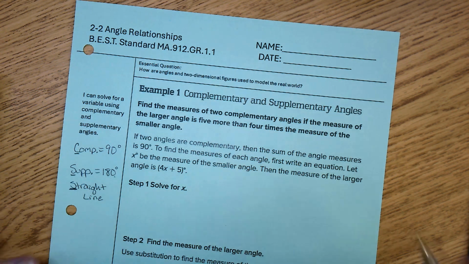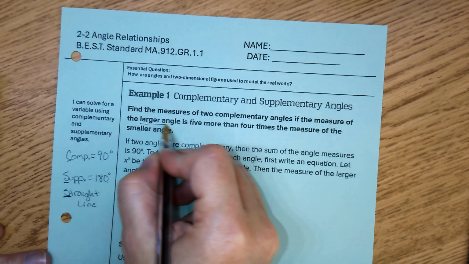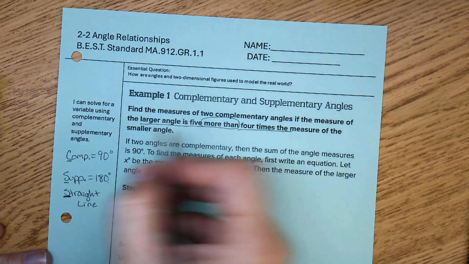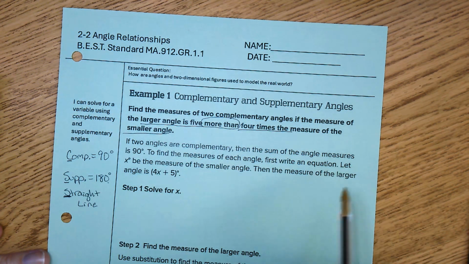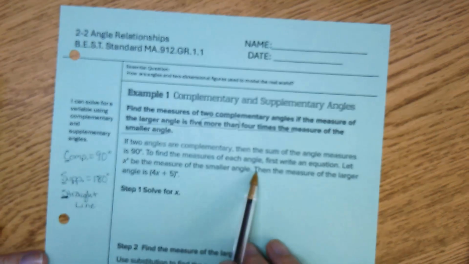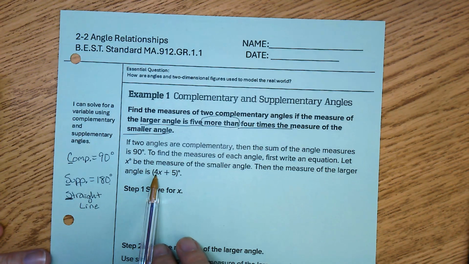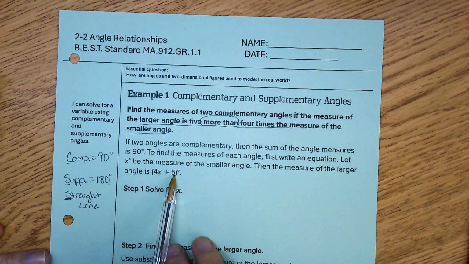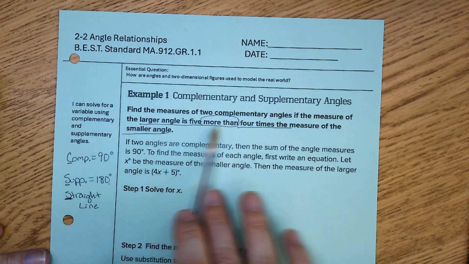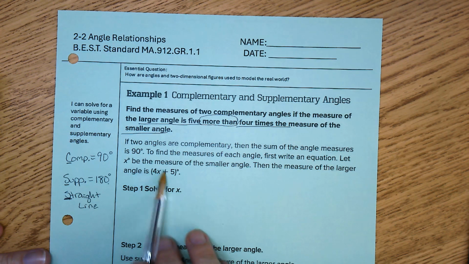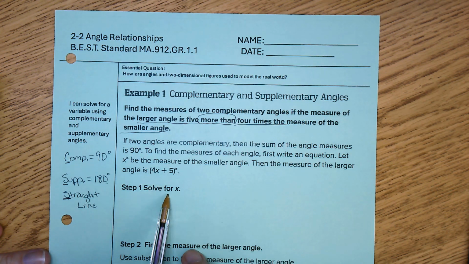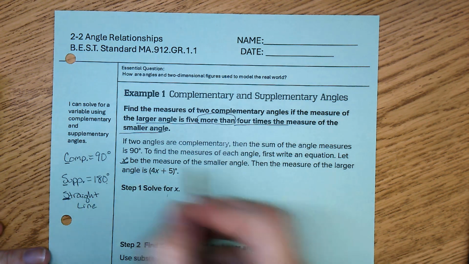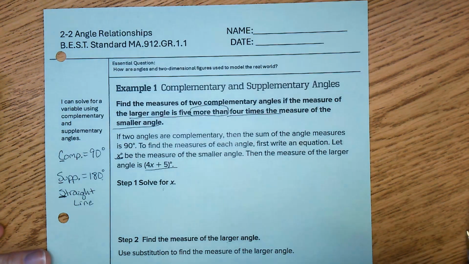Because it says the larger angle is 5 more than 4 times the measure of the smaller angle. It says the measure of the larger angle is this. It's 5 more than. If you are more than, it goes behind because it's more than something, and that something is 4 times the smaller angle. Well, we have two angles. We have the smaller angle, which is x, and we have a larger angle, which is 4x plus 5.